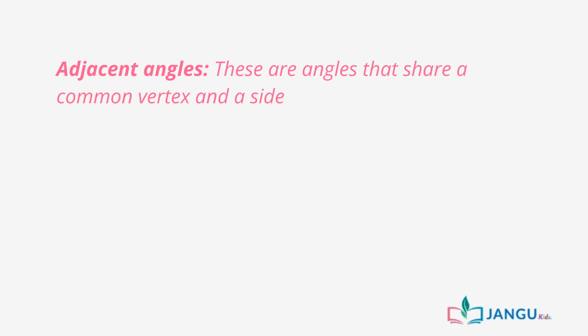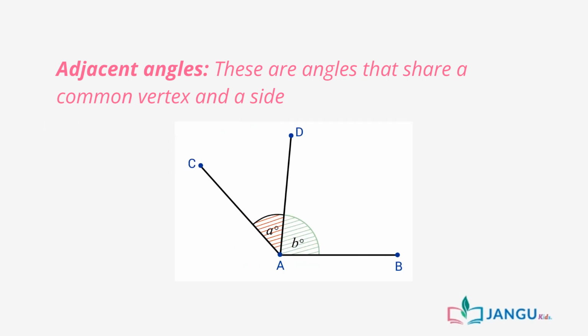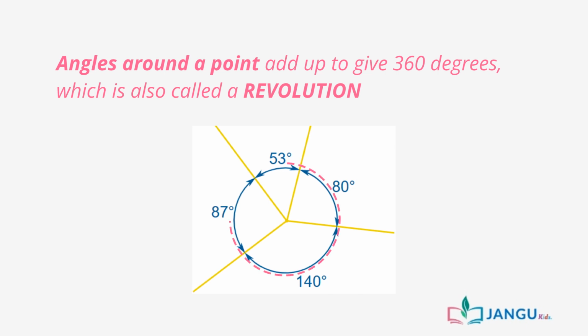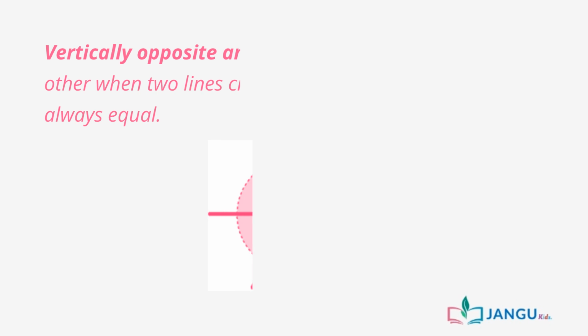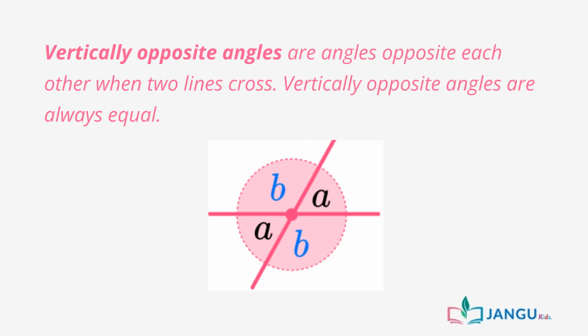Adjacent angles are angles that share a common vertex and a side. For instance, A and B are adjacent angles. Angles around a point add up to give 360 degrees, which is called a revolution. Angles on a straight line always add up to give 180 degrees. For instance, the unknown angle in the diagram displayed on your screen is 80 degrees because 100 plus 80 is equal to 180 degrees.